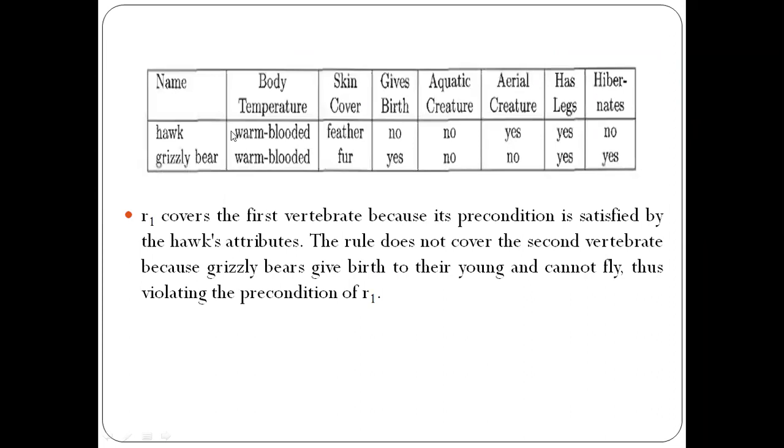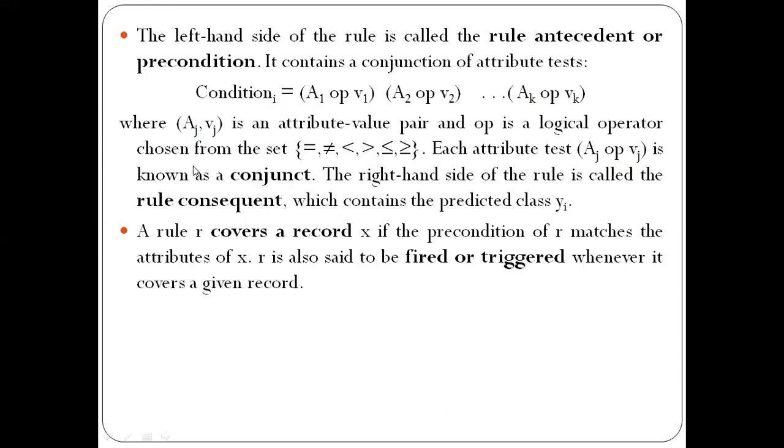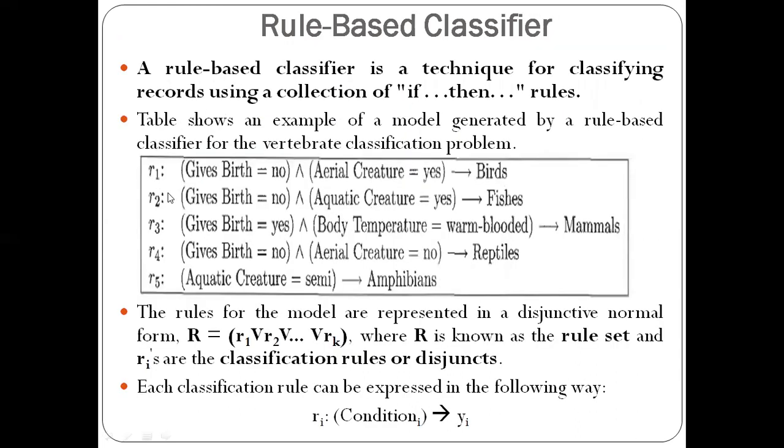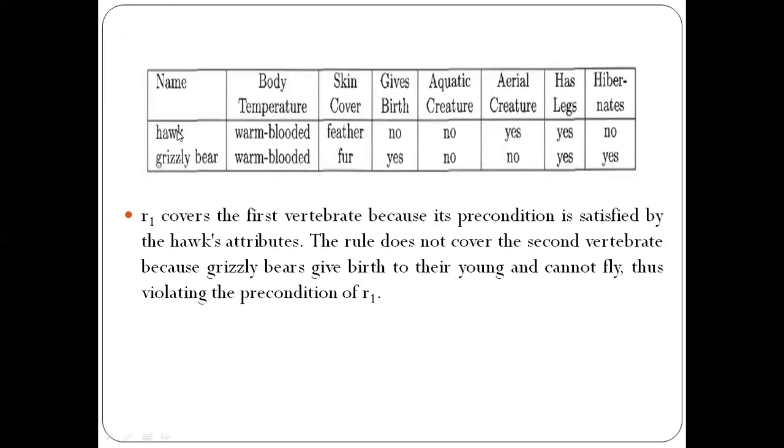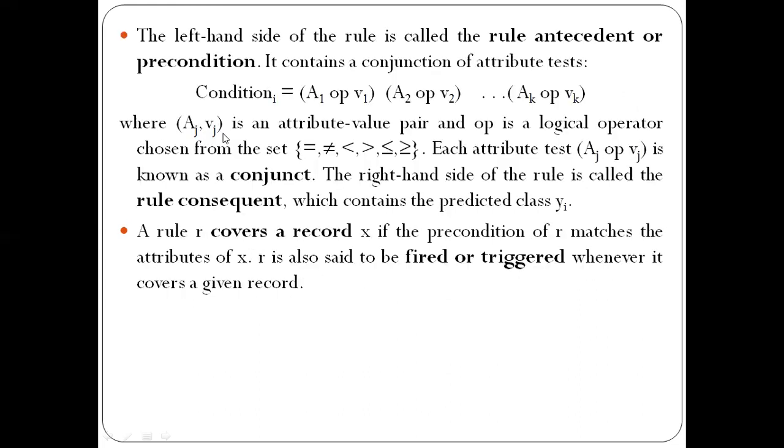Let us consider these two records here. The first is hog, the name of the species, and the second one is grizzly bear. Now let's see which rules are triggered by each of these species in this table. If you consider the first species, it is going to trigger the rule R1.